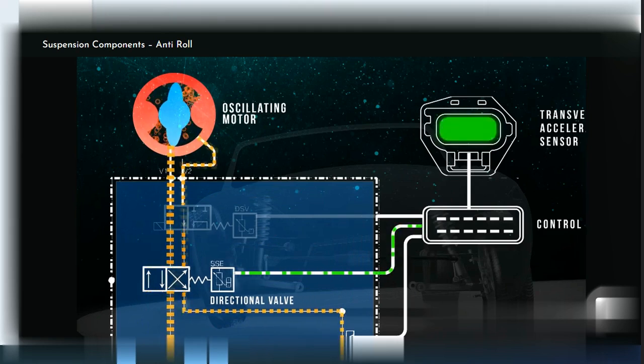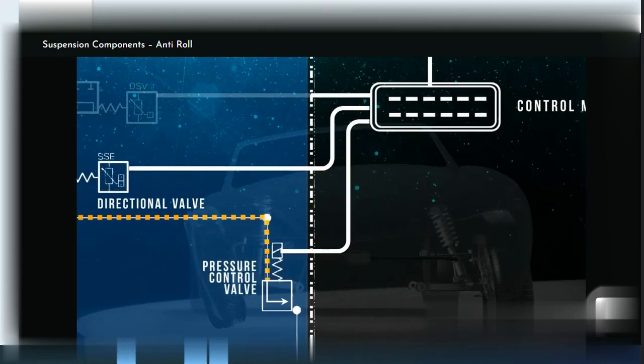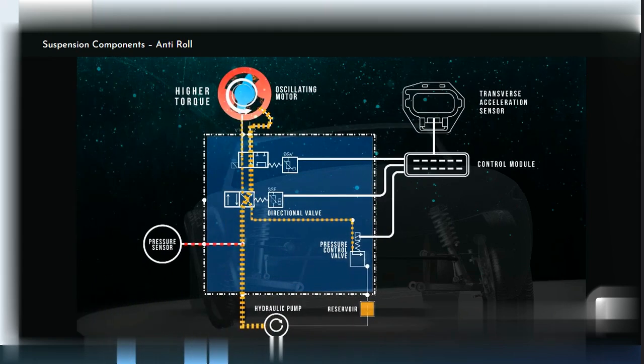Directional valves are used by the control module to create a pressure differential in the oscillating motor that corresponds with the characteristic of the bend. Pressure control valves are used to restrict return flow to the reservoir. The stronger the transverse acceleration, the greater the command to the pressure valve. This increased PWM will close the return valve, increasing the pressure differential within the oscillating motor. A higher torque is then achieved in the oscillating motor, and therefore the anti-roll bars. The force at the bar is registered by the pressure sensor and is then sent to the control module for evaluation.